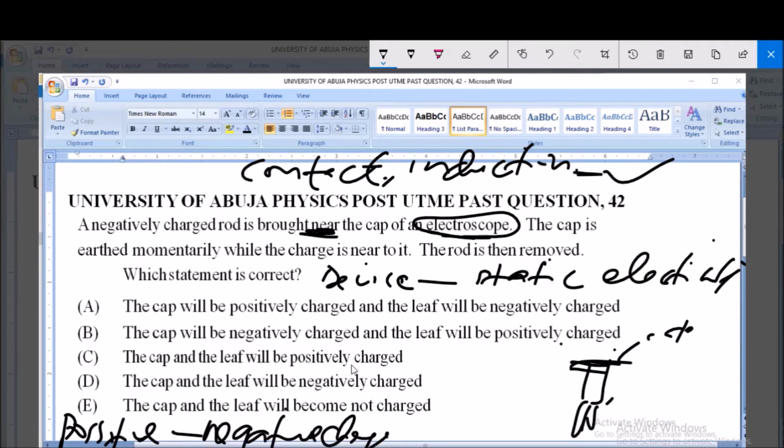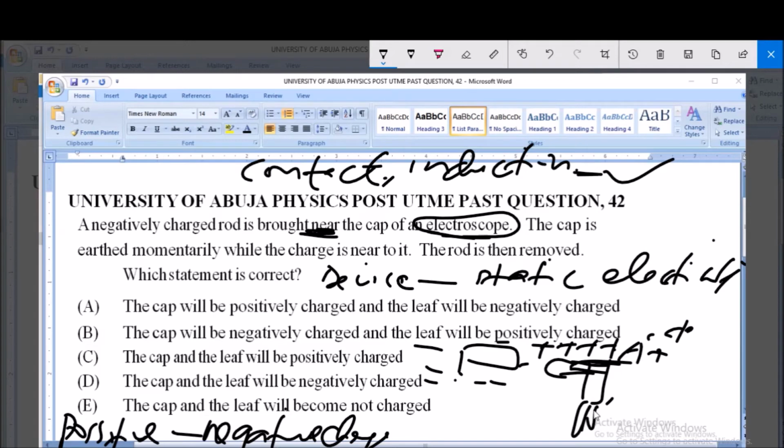Now in this case it says a negatively charged rod. So this is a rod, it is negatively charged. Now if it's brought near the cap of this electroscope, the charges that will be transferred here will be positive charges, because it is by induction. If it were by contact, the charges transferred would actually be different.